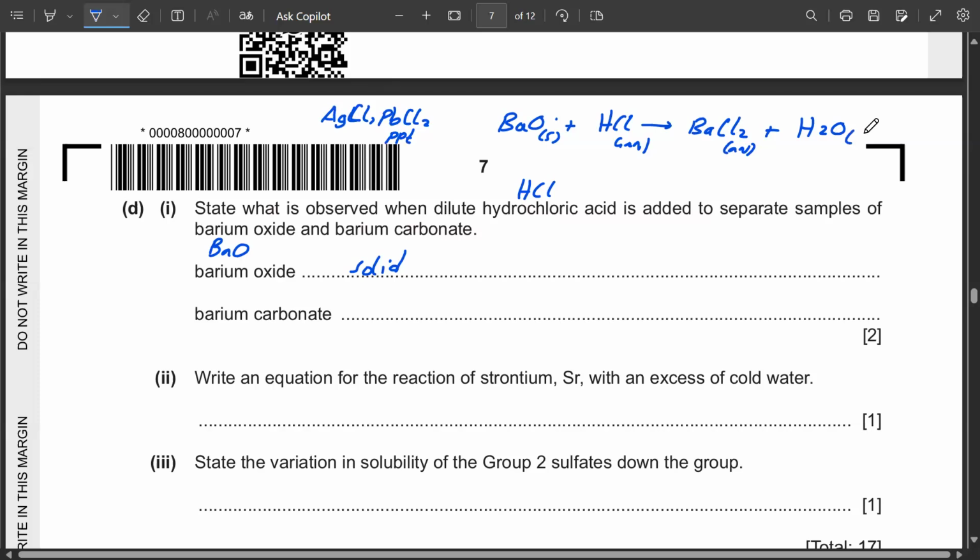And water is definitely a liquid. So the solid form of the barium oxide will be dissolved. Solid dissolves or disappears because of this reason. That's the observation we have to give. What is the observation? We are giving the observation here. And then you can also write disappears.